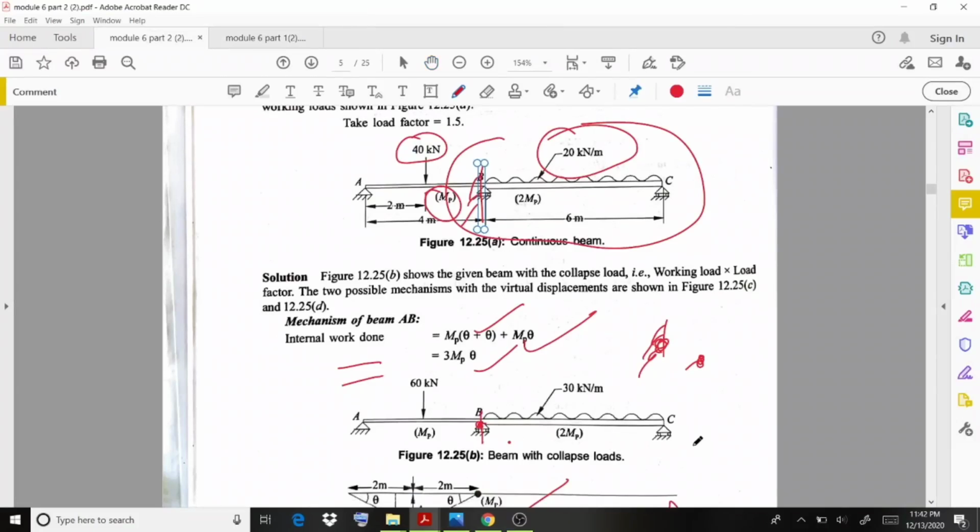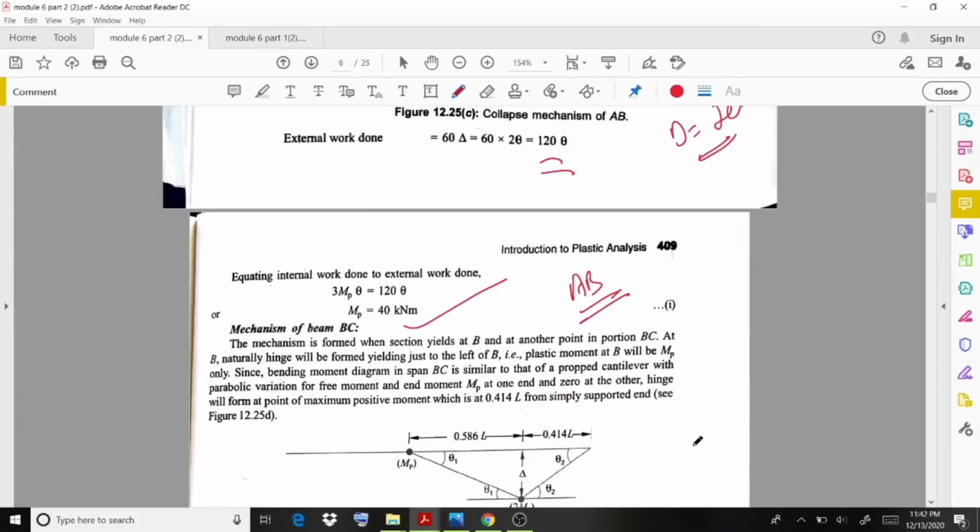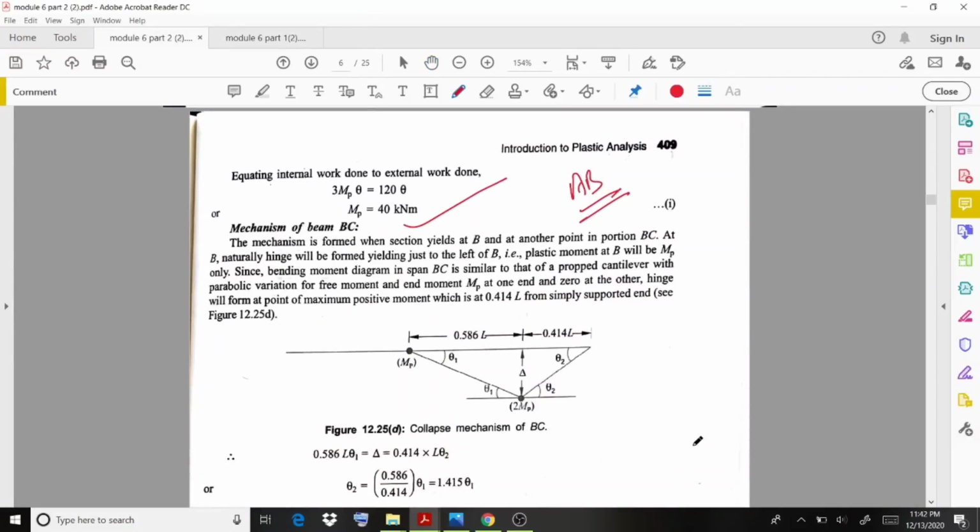If you consider the second portion, the BC portion, the distance from support C is going to be 0.414L. Already we derived this expression, so at that point you can consider the plastic hinge. The value there is going to be 2MP, since for the BC portion the plastic moment is going to be 2MP. And here it is going to be MP, because we will consider the least value. With reference to these values, you can calculate the internal work done.